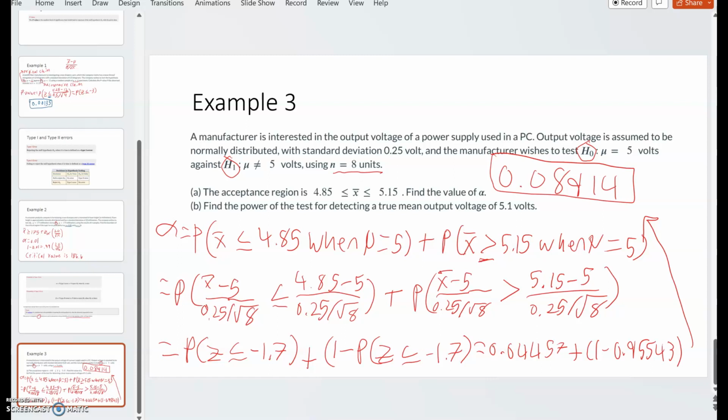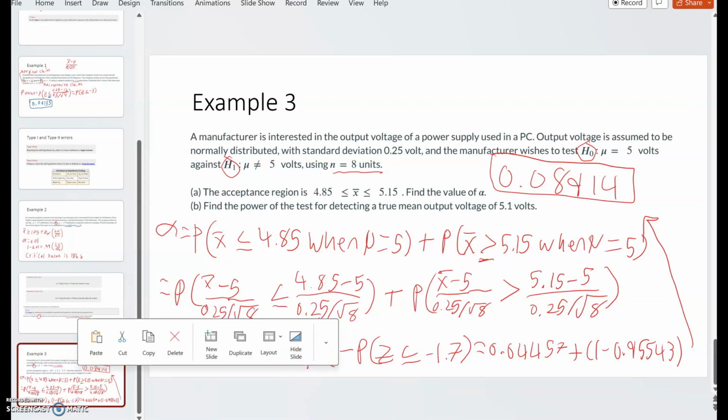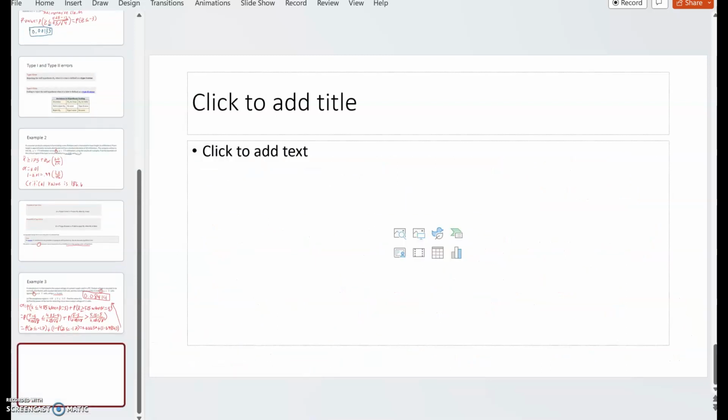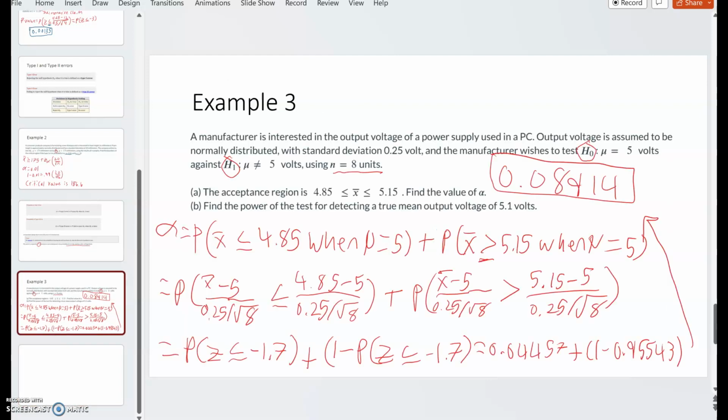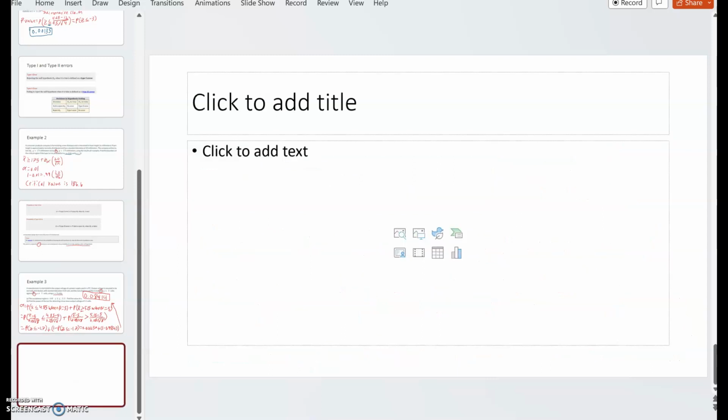All right, now to do beta, I'm going to add another slide. And for beta, we're trying to find the power of the test for detecting a true mean output voltage of 5.1 volts. So let's define power. Power is defined as 1 minus beta.